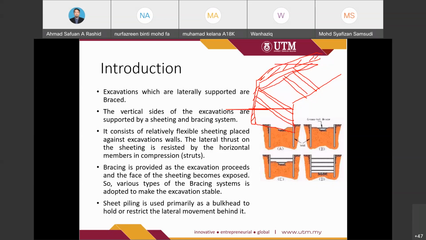So bracing is provided as the excavation proceeds and the face of the sheeting becomes exposed. Various types of bracing system are adopted to make the excavation stable. Sheet piling is used primarily as a bulkhead to hold or restrict the lateral movement behind it. So there will be several types of bracing system. Sheet pile is among the common methods used in this braced cut system.